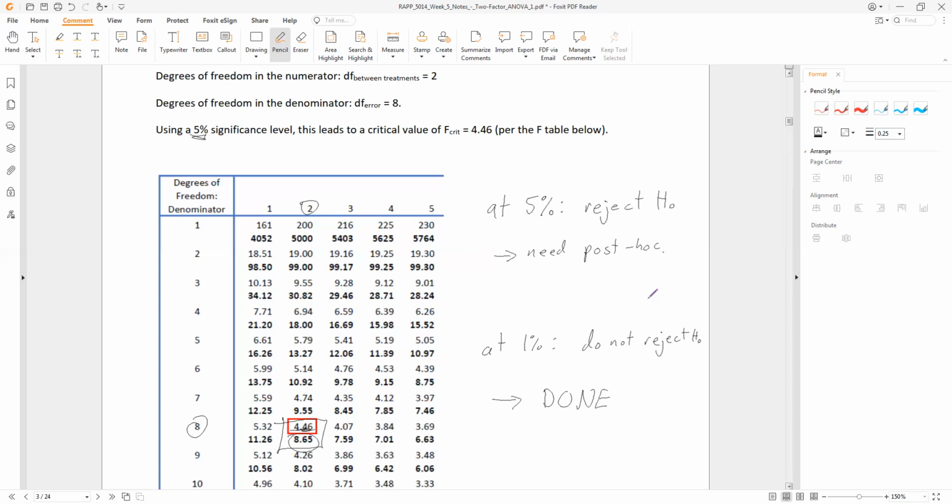Okay, so let's assume we're in this 5% situation. We're doing alpha equals 0.05, alpha equals 5%, and we're going to reject the null hypothesis, so we're going to use post-hoc tests. How would we do that? I'm going to show you how we do that using Tukey and using SSE, for repeated measures.